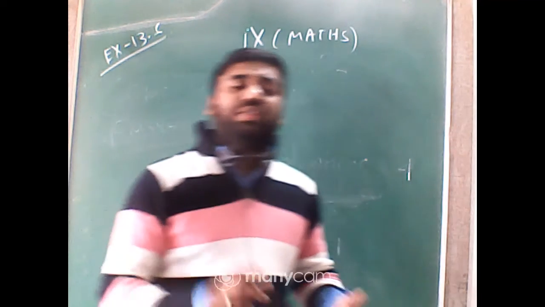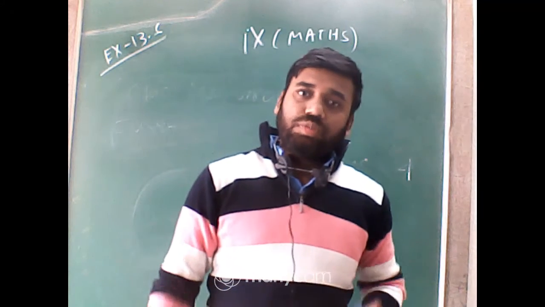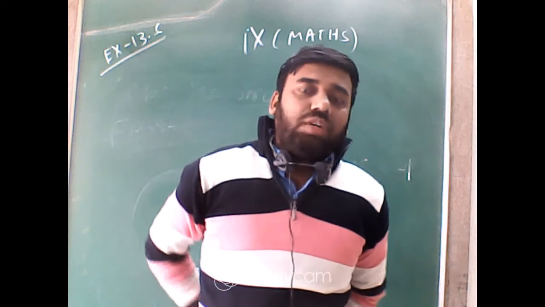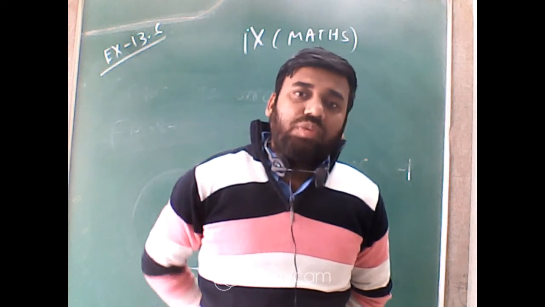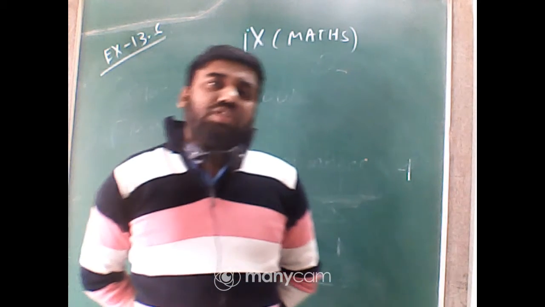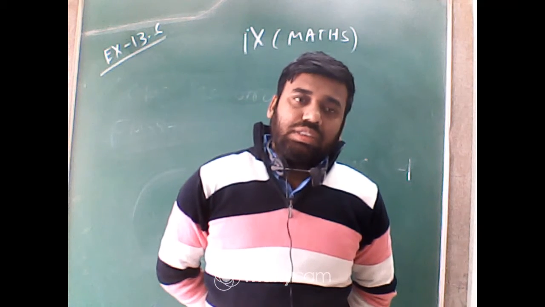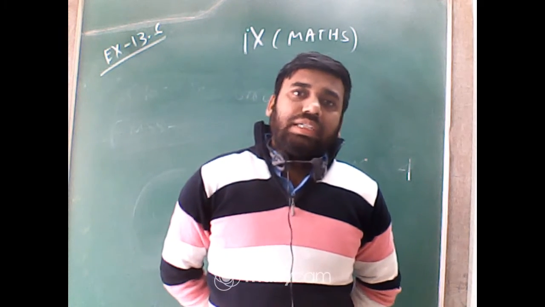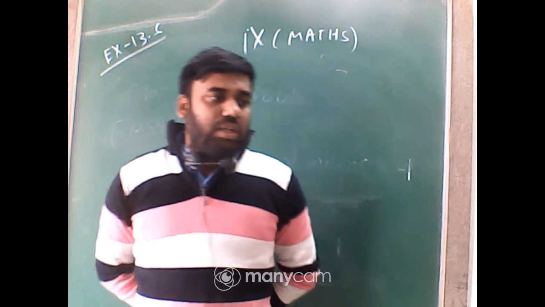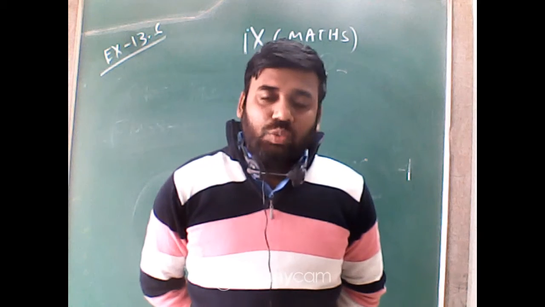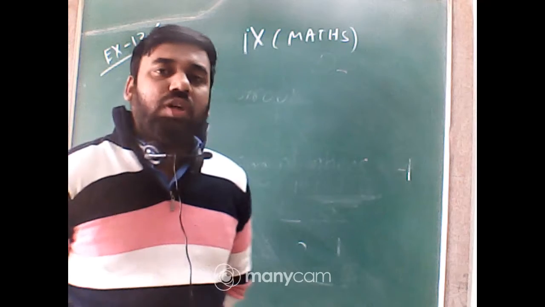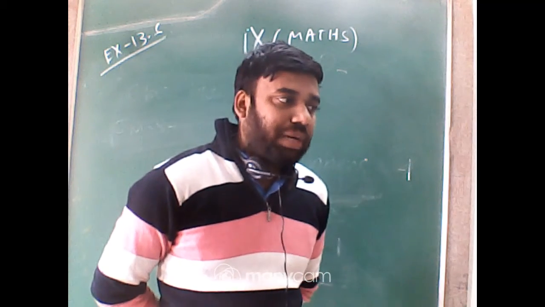Exercise 13.6, students, is related to the volume of a cylinder. So first we need to learn the volume formula of a cylinder. Anyone in the chat box tell me, because when I solved the area, that time I wrote the formula. So what is the volume formula of a cylinder? Yes, pi r square h, where r is the base radius and h is the height.